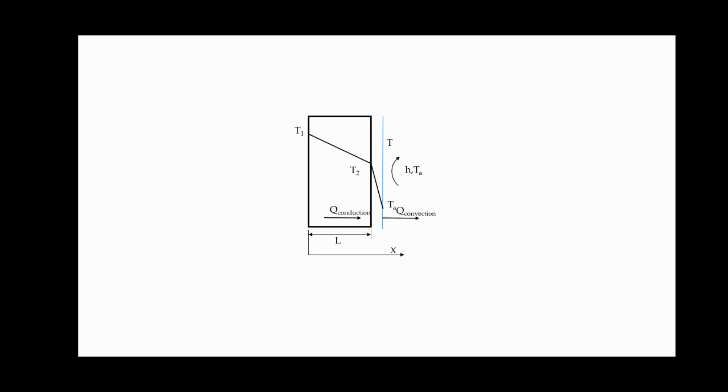On the left surface of the slab, the temperature is T1, and on the right surface of the slab, the temperature is T2. Let us assume T1 is greater than T∞. The heat transfer occurs from the left surface of the slab to the fluid. For this slab, Q conduction, which occurs within the solid, will be equal to Q convection, which occurs on the right side of the slab.